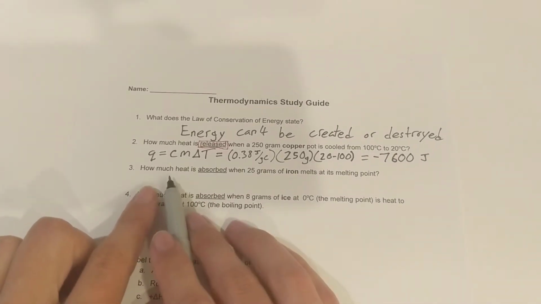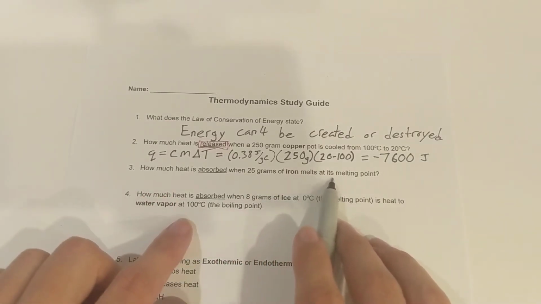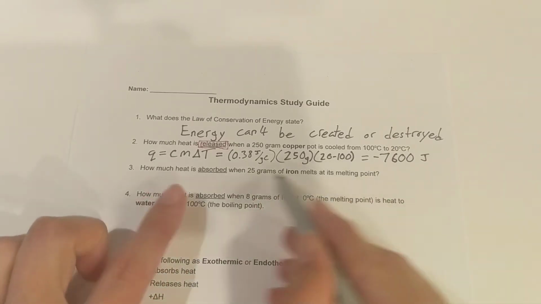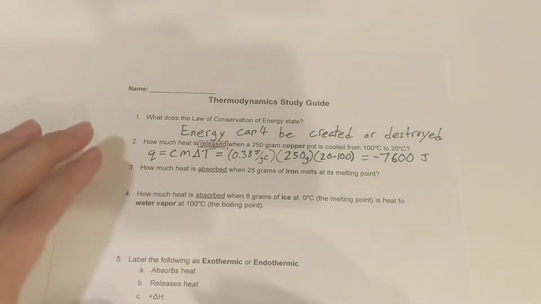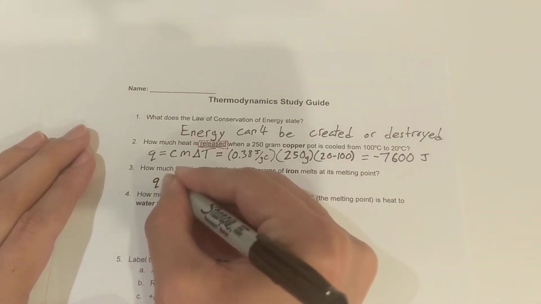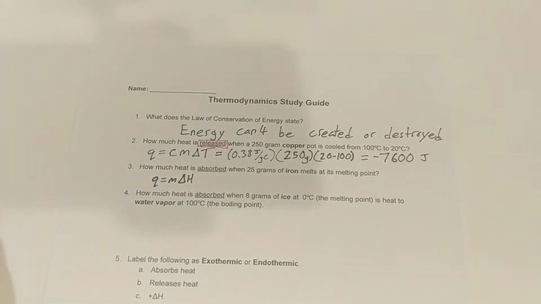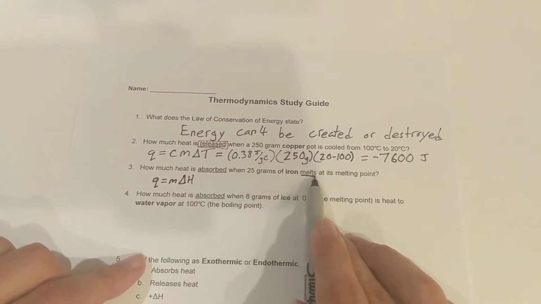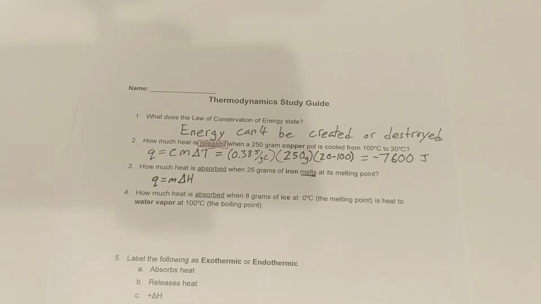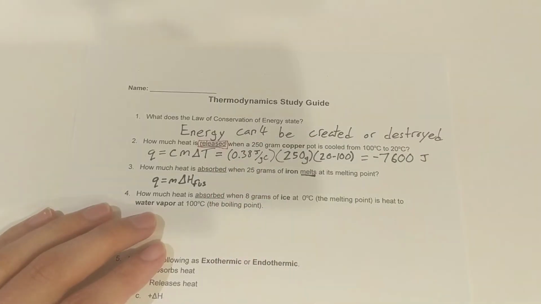All right, in our next question, we got how much heat is absorbed when 25 grams of iron melts at its melting point. So here we got a couple keywords. It's already at its melting point. There's not going to be a temperature change. So we know it's going to be Q equals mass times our change in enthalpy. Now our big question will be, is it enthalpy of fusion or enthalpy of vaporization? So it is melting. Melting is from a solid to a liquid. So that'll be our hint that we're using enthalpy of fusion.